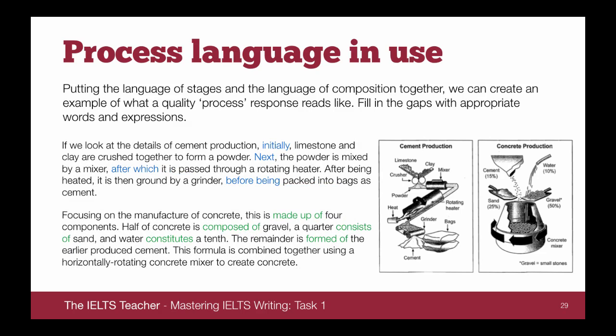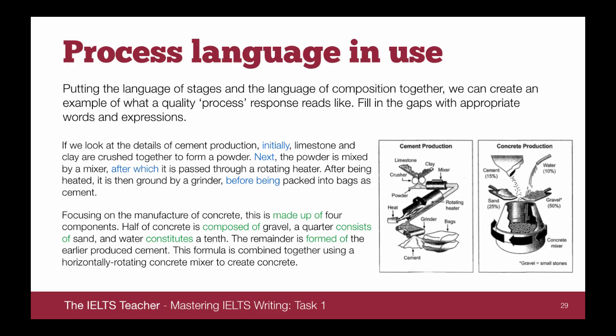If we look at the details of cement production, initially limestone and clay are crushed together to form a powder. Next, the powder is mixed by a mixer, after which it is passed through a rotating heater. After being heated, it is then ground by a grinder before being packed into bags as cement.